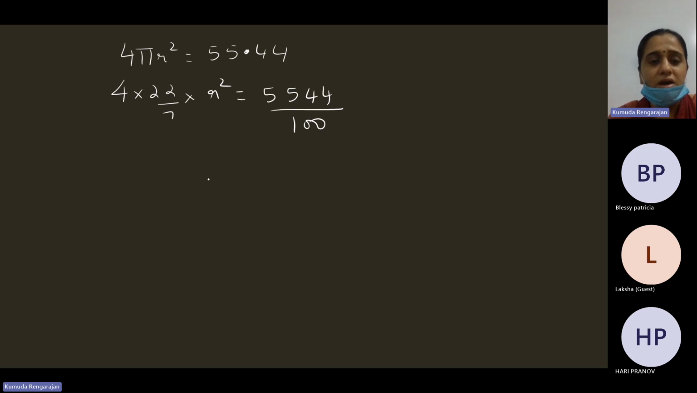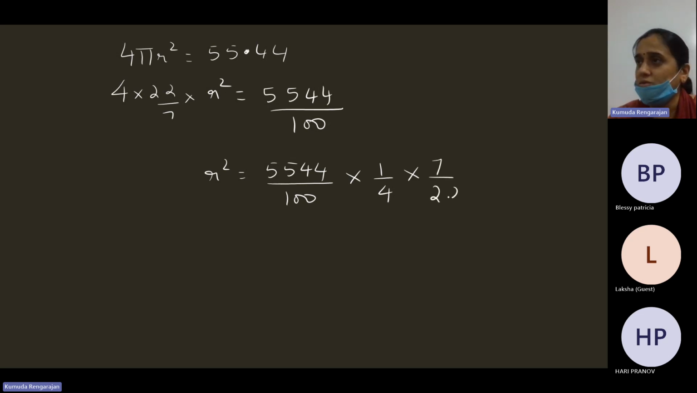Okay, then what will you write? R square is equal to 5544 by 100 into 4 by 1 will become 1 by 4 here, and 22 by 7 will become 7 by 22. Now you can cancel in the tables of 22, or you can do 11. So 11 2s are 22, and 11 5s are 55.